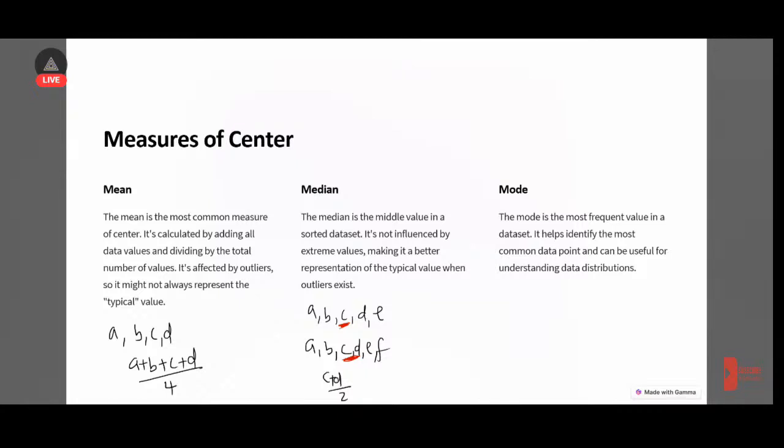And the last one is called the mode. Another name for mode is the most frequent value in a data set. That is the mode. If you look at these three measures of center, the median is not affected by the extreme values.